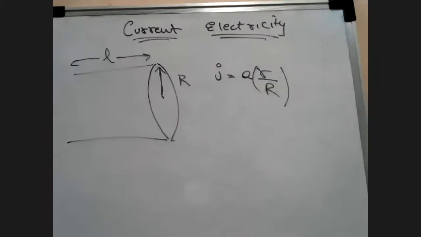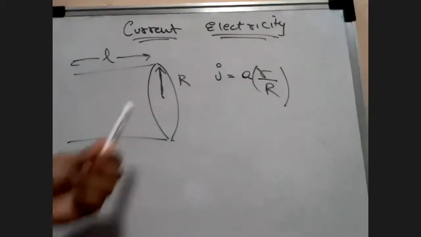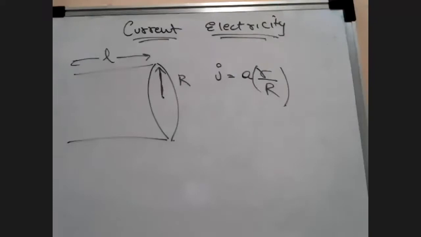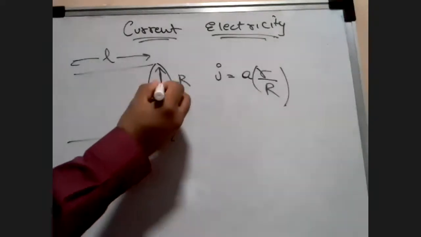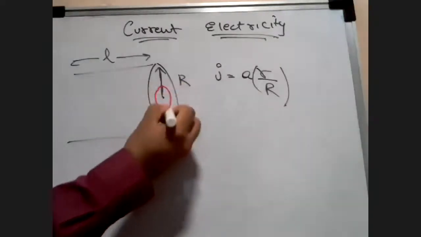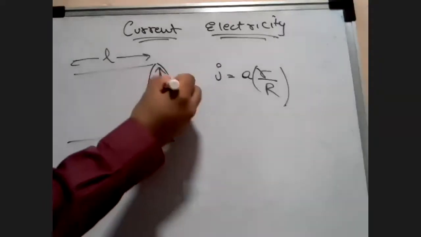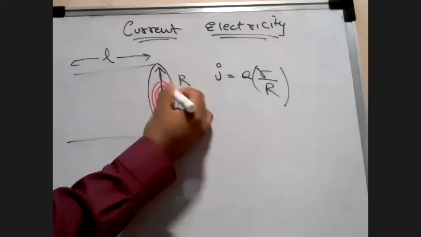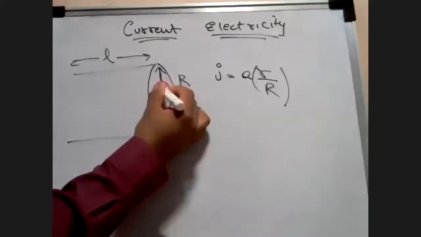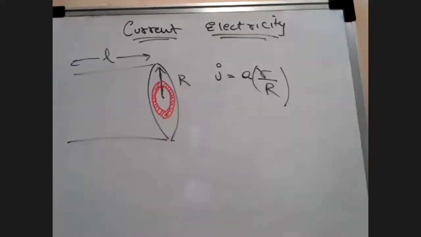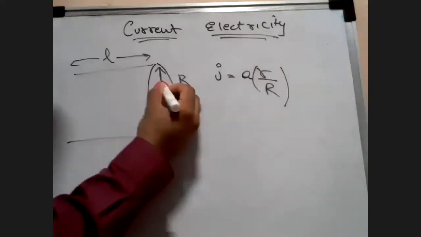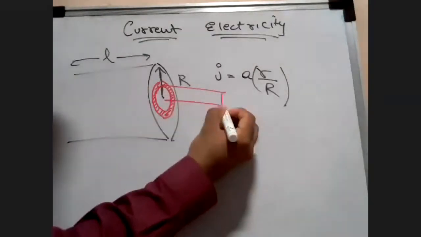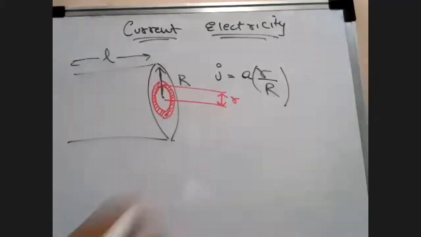Yes, of course, you have come to the right point. But what can I take as an element? What section can I take in a cylinder? Sir, a ring. A ring, yes. So if I take a ring like this, and I say this ring has a radius of small r, will it do?